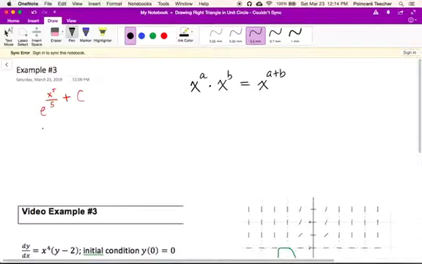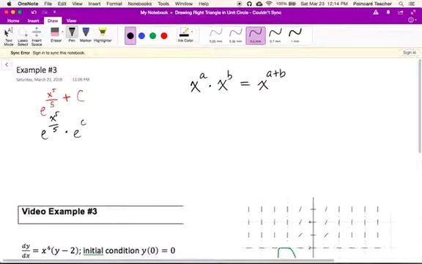So what it will become here is using the right side. The right side said that I can break this into x to the a times x to the b. So for this one, it'll look like this: e to the x to the fifth over 5 times e to the c.